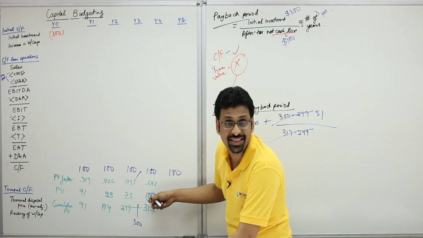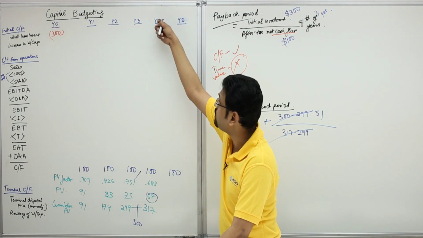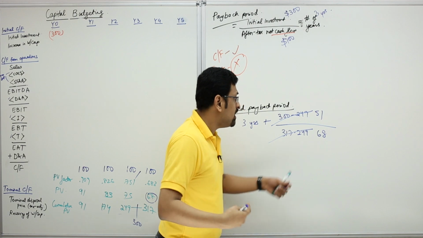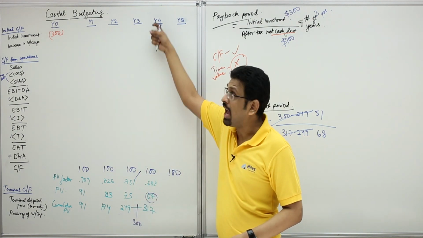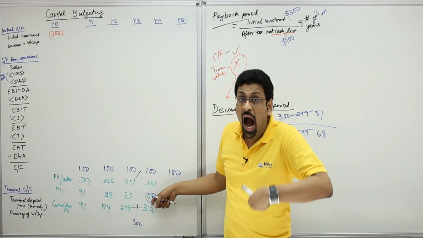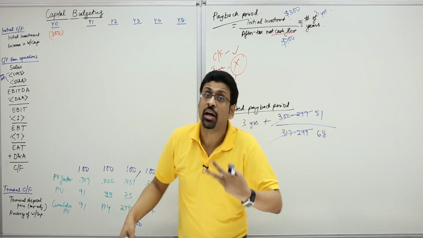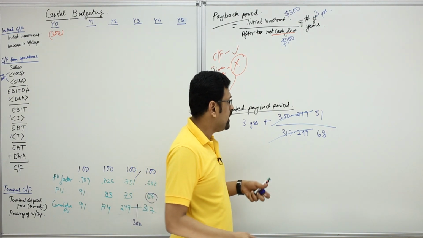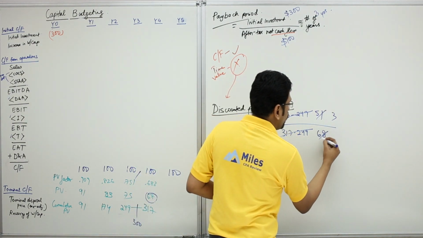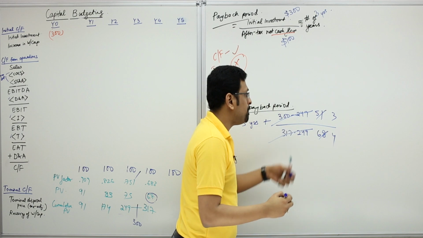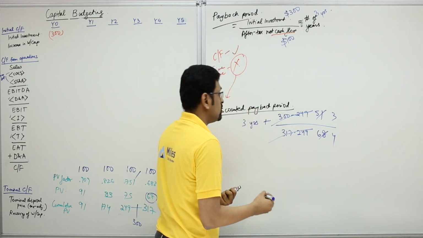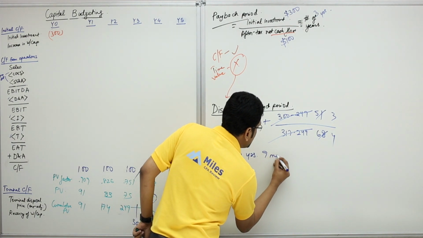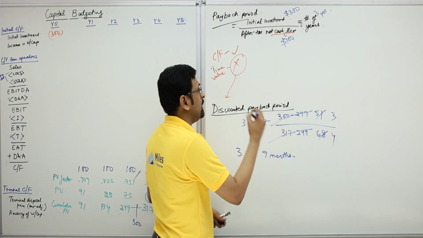That's basically $68 of cash flows in year 4. So in the entire year, we got $68 at present value for year 4. How much portion of the year did it take to get $51? So 17 into 3 is 51, 17 into 4 is 68. So it's 3 years plus 3/4 of a year. So 3.75 years. Or you could say 3 years and 9 months is the discounted payback period.